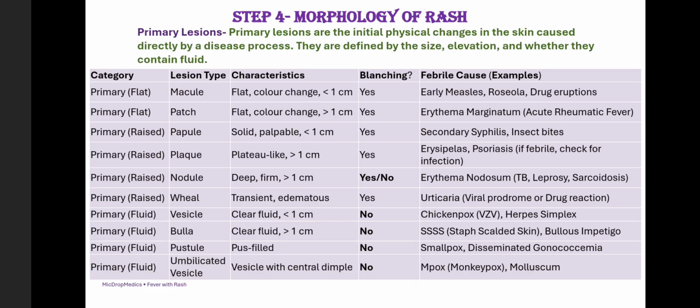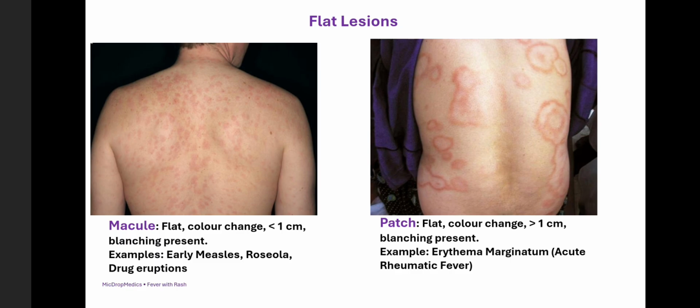As a clinician, you aren't just looking at a rash, but you're looking at how the skin is being remodeled. We divide this into primary, secondary, and vascular lesions. Primary lesions are the initial physical changes in the skin caused directly by a disease process. They are defined by the size, elevation, and whether they contain fluid. So now let's have a look at the primary lesions.